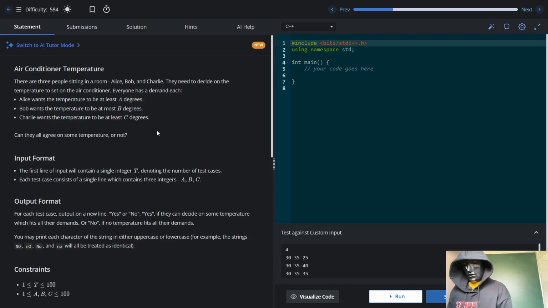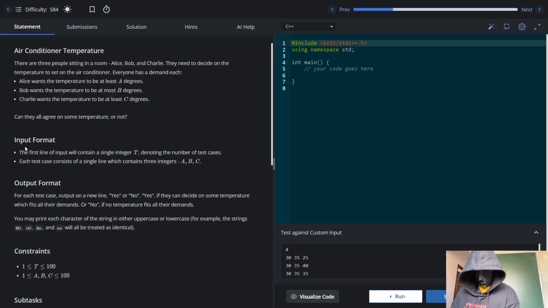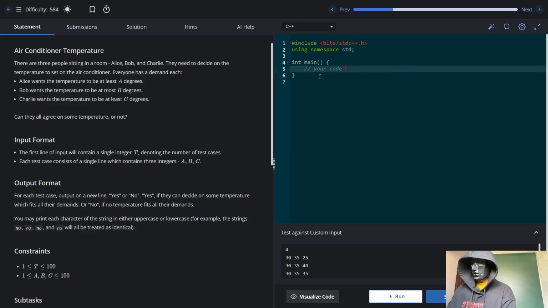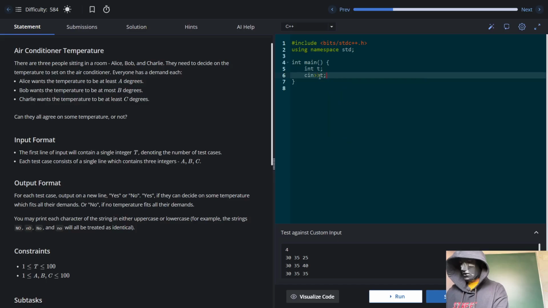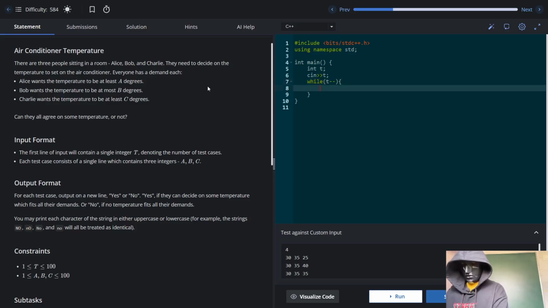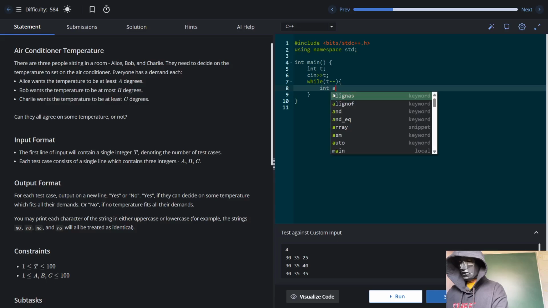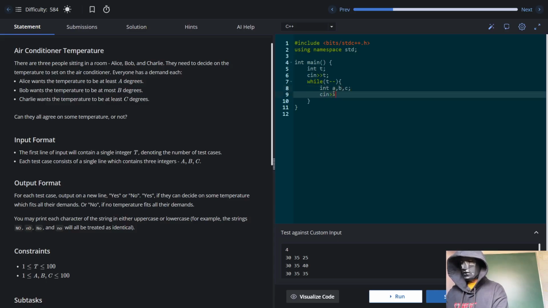So, input. The first line of input will contain a single integer t denoting the number of test cases. So let's take the test cases: int t, while t minus 1. This will take care of all the test cases, and each test case contains three integers A, B, C. Let's take a, b, c as input.